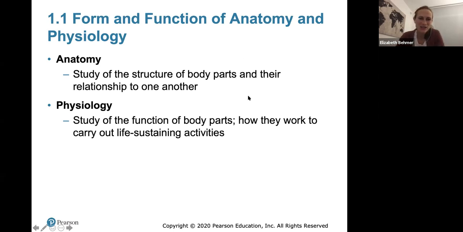And physiology is the study of function of body parts and how they work to carry out life-sustaining activities. And if my audio is ever kind of off, let me know. And I see I just enabled the audio, so hopefully that helps for you guys too.